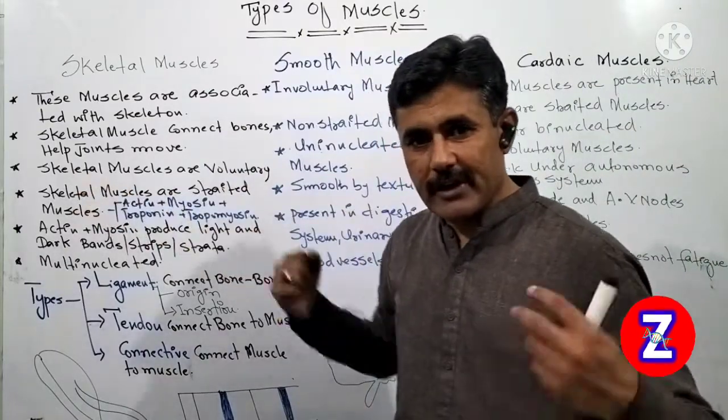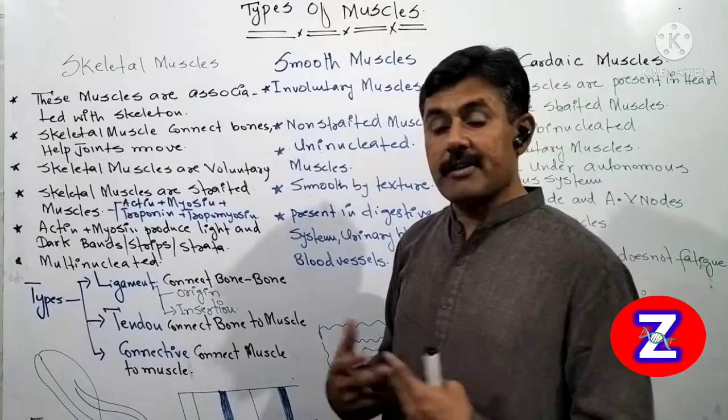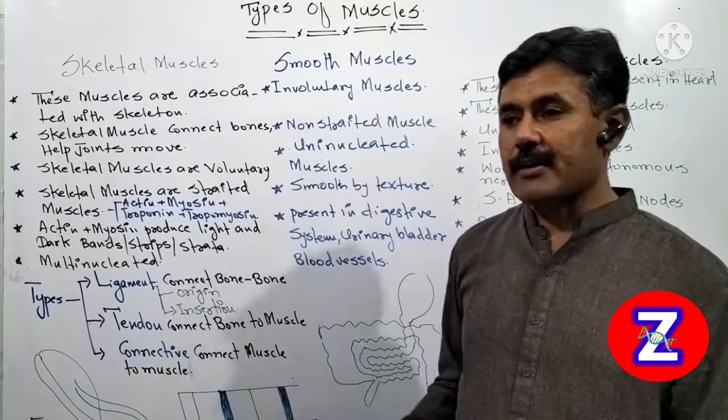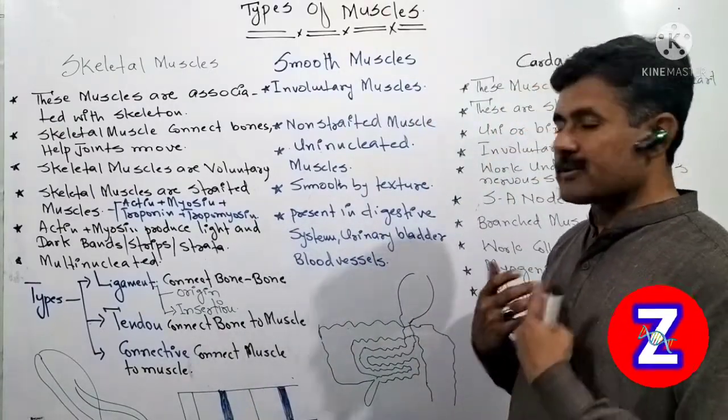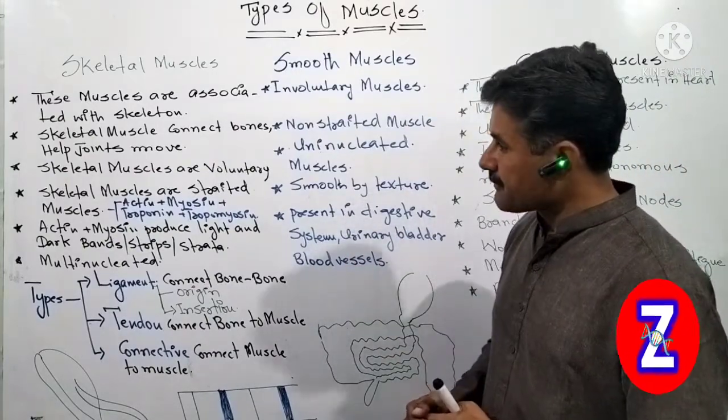Skeletal muscles are voluntary muscles. They always work under conscious control. We can decide to move them the way we want. They work as per our decisions, as per our wishes. Therefore we call them voluntary muscles.